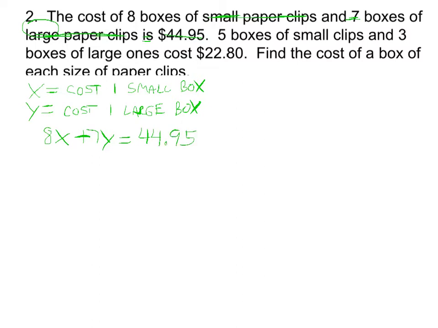Then the second sentence is basically going to give us the second equation. Then it says, all right, we have 5 boxes of small clips. Well, each small box is x, so that's 5x. And then it's saying we have 3 boxes of large paper clips, so that's plus 3y. And we add the 5 boxes of the small and the 3 boxes of the large, the total is $22.80.